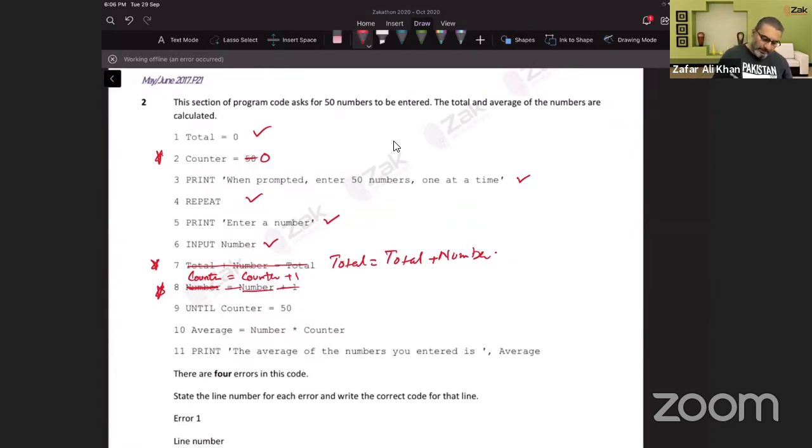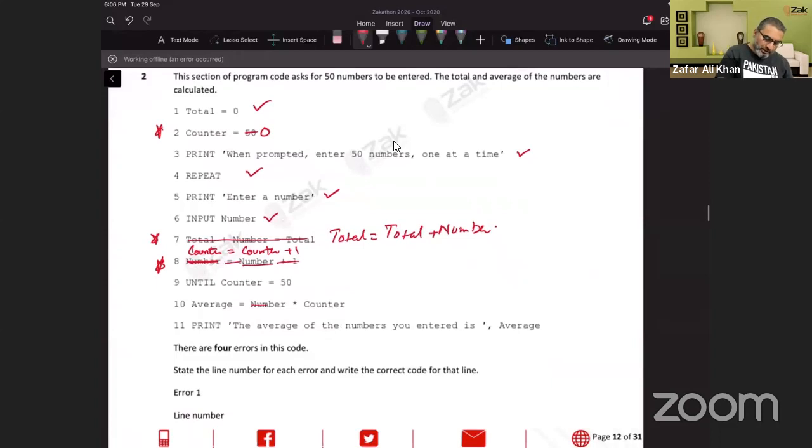Average is equal to number, no, total, not multiply but divide. Total divided by counter. Print the average of the number that you entered is then average. So how many errors are there? 4.